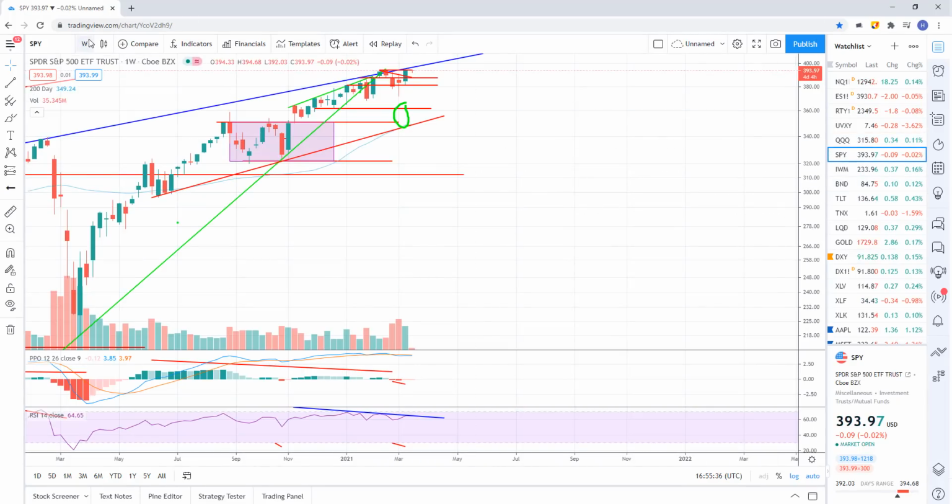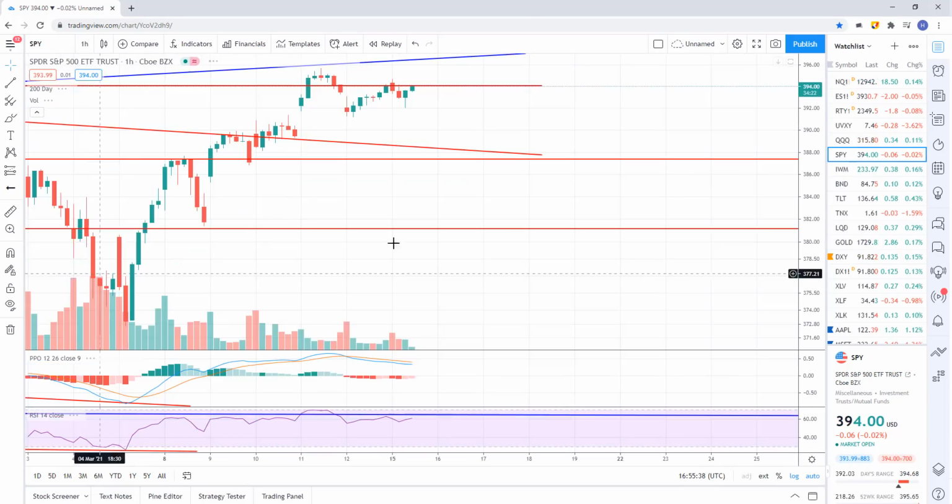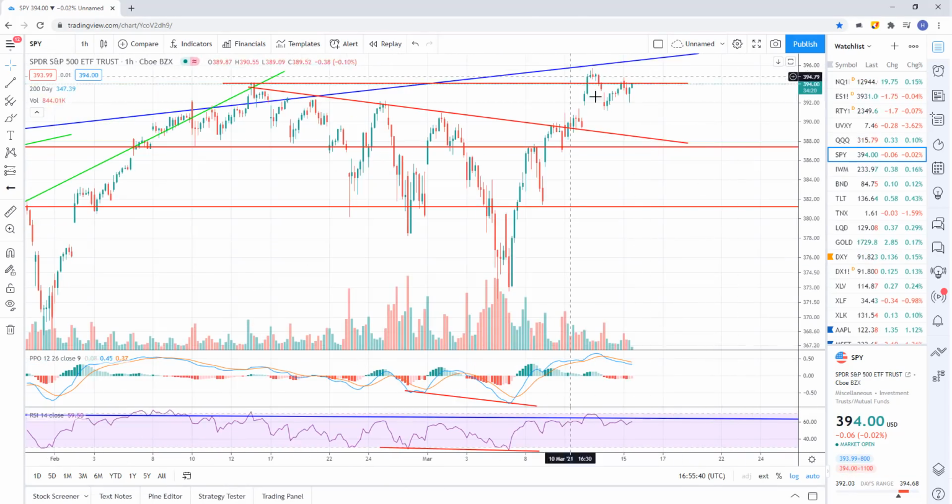Moving on to the SPY, let's go back to the hourly. Again, SPY's just grinding around below the major trend line resistance, which is this blue line. We're just kind of grinding around, so we can pop to the top or we could move down. Watch the Qs.